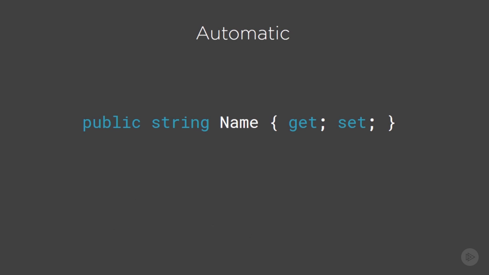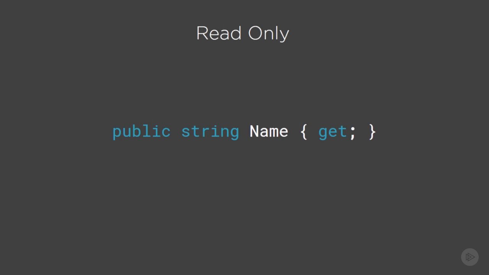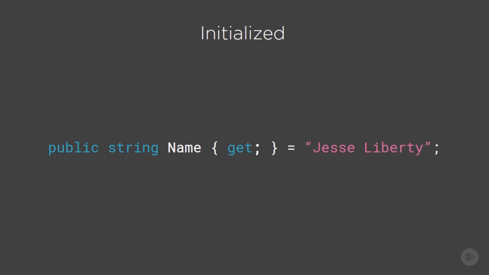There are times when you're using an automatic property, but you don't want to have a setter. In that case, you would use a read-only property. It's exactly like an automatic property, except it only has a get. This can present a problem, however, because you might want name to have an initial value, and so you have, in this case, a getter with initialization.